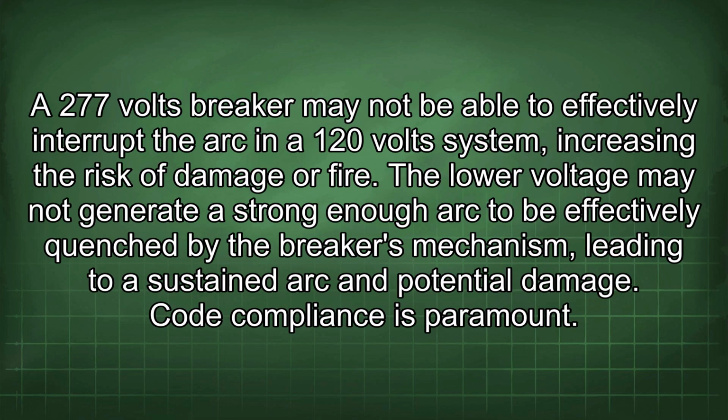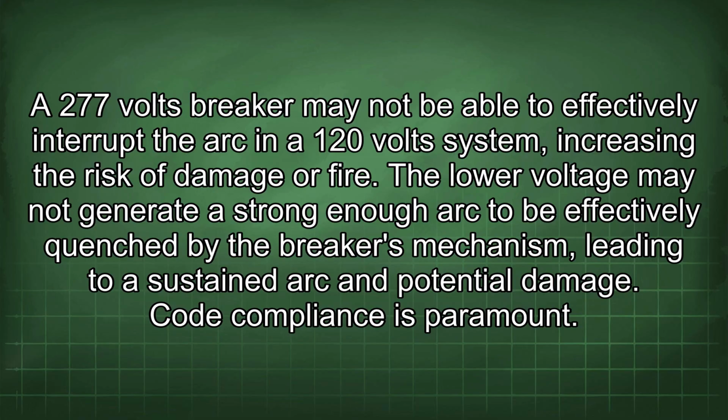A 277 volt breaker may not be able to effectively interrupt the arc in a 120 volt system, increasing the risk of damage or fire. The lower voltage may not generate a strong enough arc to be effectively quenched by the breaker's mechanism, leading to a sustained arc and potential damage.